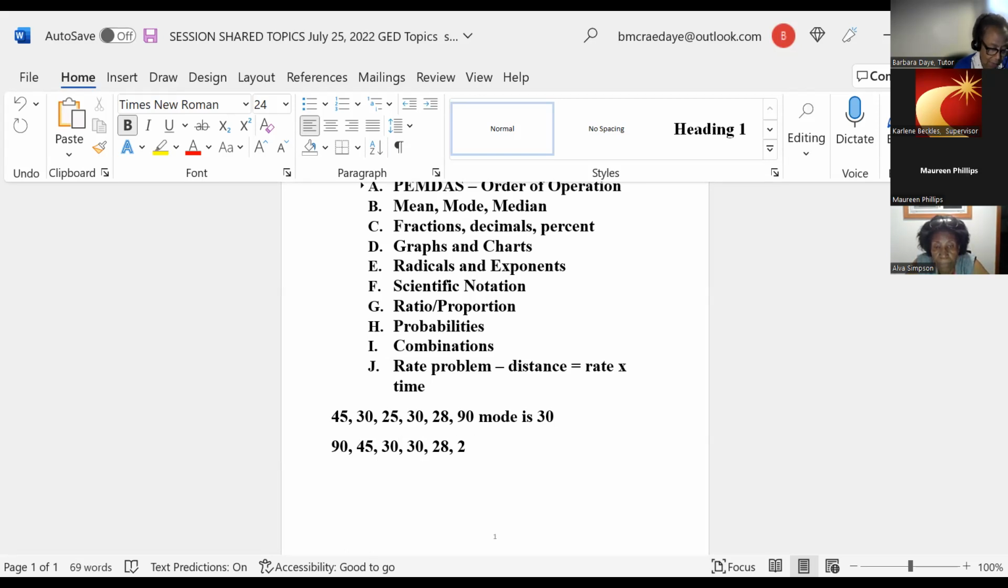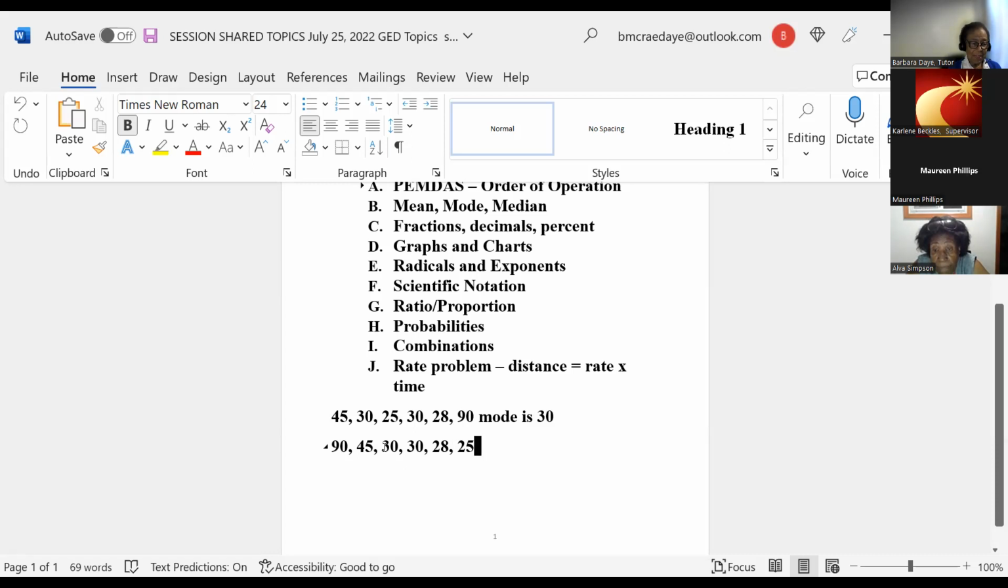Okay, now Alva, they are in order. Tell me, what is the median? Actually, you can see it, right? What's the median? The median is, you say from high to low? No, the median is the midpoint. So what's sitting in the middle? The middle is 30.